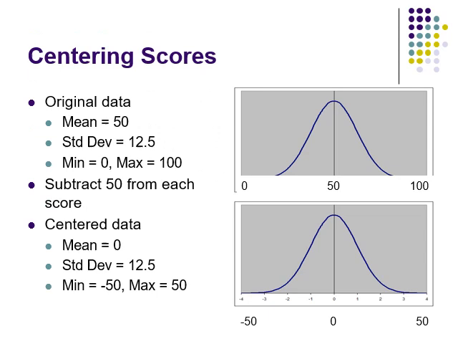So for example, our original data might be on a 0 to 100 scale. The mean is 50, the standard deviation is 12.5, a minimum score of 0, a maximum score of 100. We basically subtract the mean from each score. We get centered data.